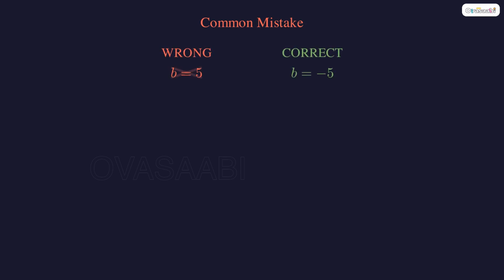Common mistake. In x squared minus 5x plus 6, many students write b as positive 5. But b is negative 5. Always include the sign. Negative b then becomes positive.